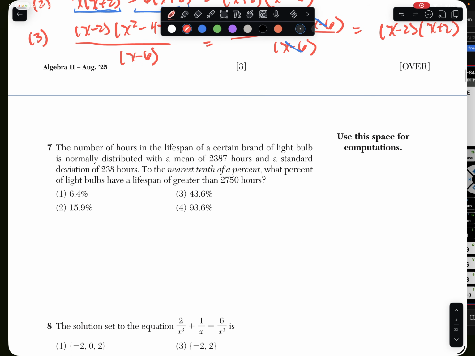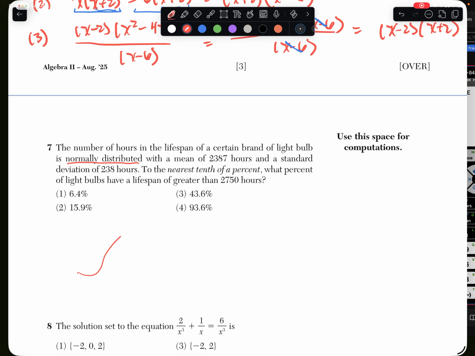All right. Number 7, the number of hours in the lifespan of a certain brand of light bulb is normally distributed. So we have the key phrase there, with a mean of 2,387 hours and a standard deviation of 238 hours. To the nearest tenth of a percent, what percent of light bulbs have a lifespan greater than 2750? All right. For this one, we're going to use a function on the calculator.